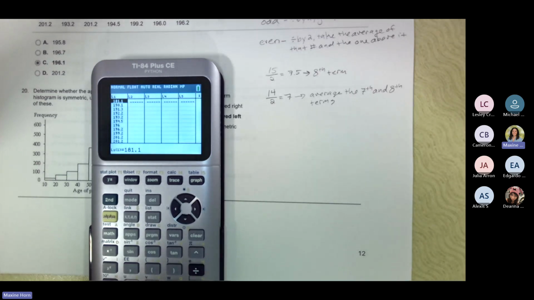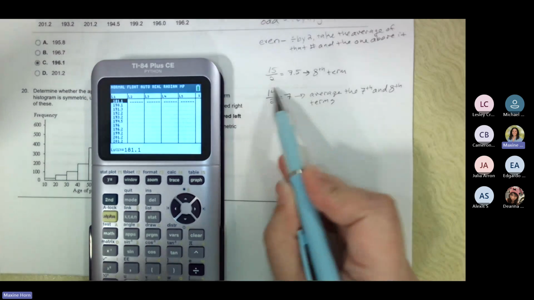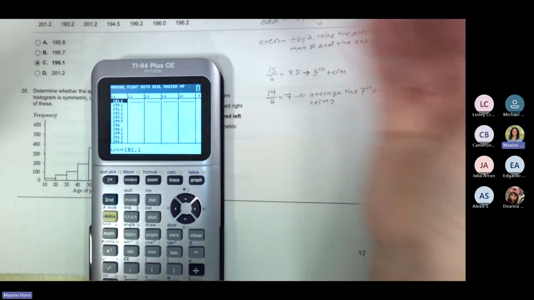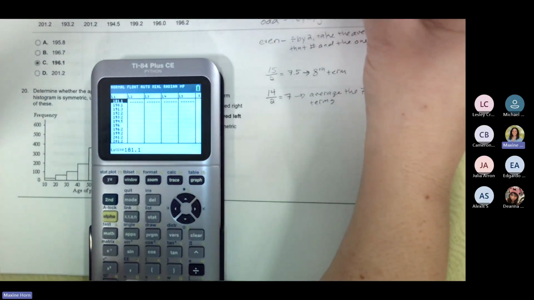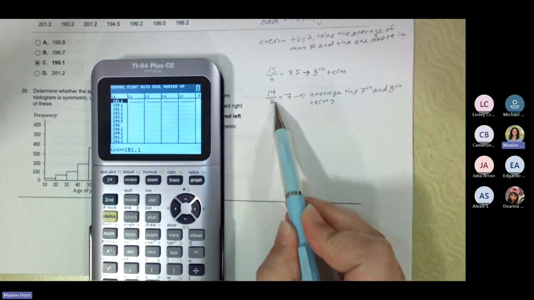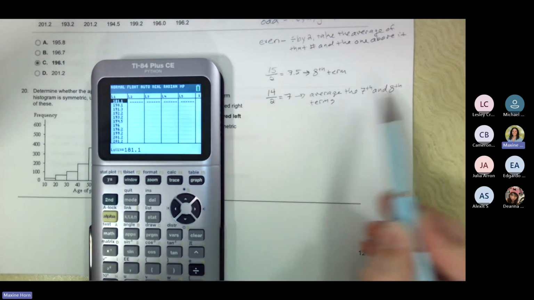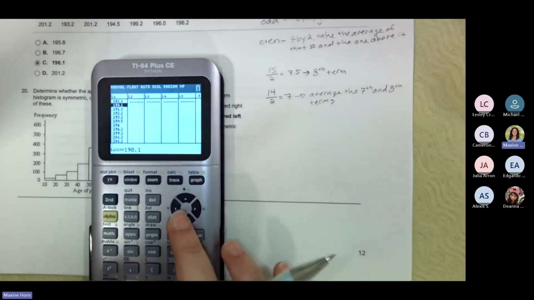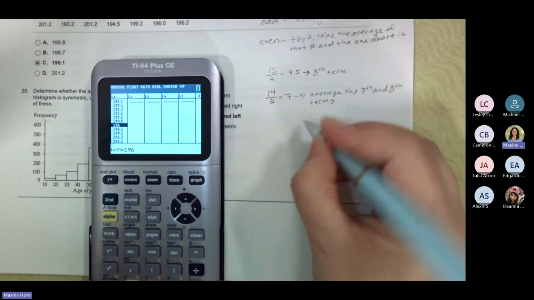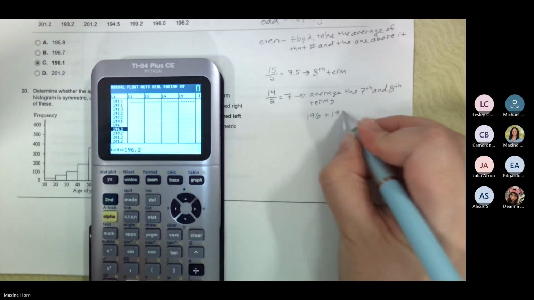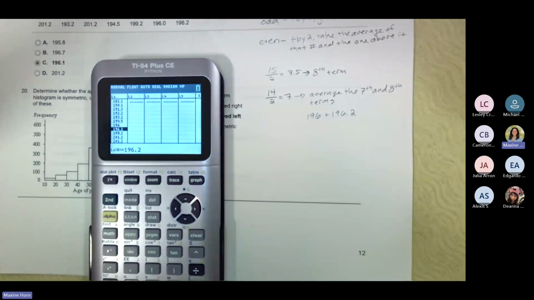So now we can go through and say, okay, conveniently, I picked a number that was actually the number that we had here. Our N, our sample size here, was 14. We had 14 numbers. So if I have 14 numbers, I need to average the 7th and the 8th terms. So I'm going to go down and say, okay, I have the 7th and the 8th terms. I need to average them. So I'm going to add them together and divide by 2.